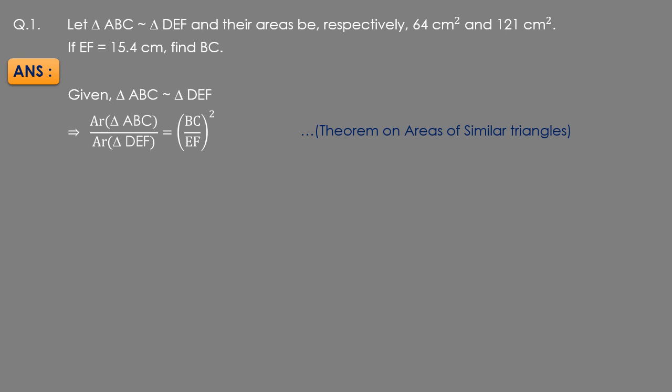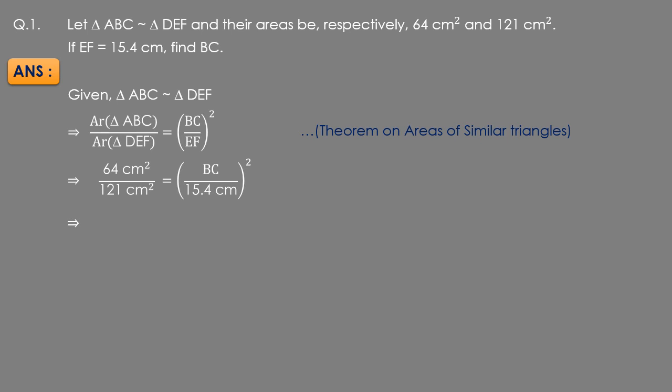Let us replace the values of the known things in this equation. We know area of triangle ABC is 64 centimeter square. Area of triangle DEF is 121 centimeter square. BC we have to find, and EF is 15.4 centimeters. Now all the numbers here are perfect squares, and the right side itself is a perfect square. So to make the solution of this question easy, we will take positive square roots on both the sides. Centimeter square will get cancelled.